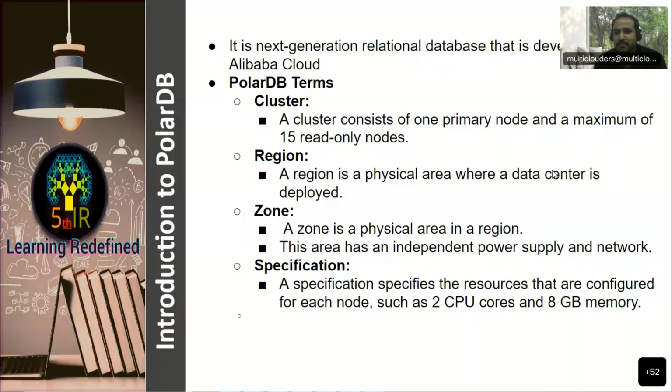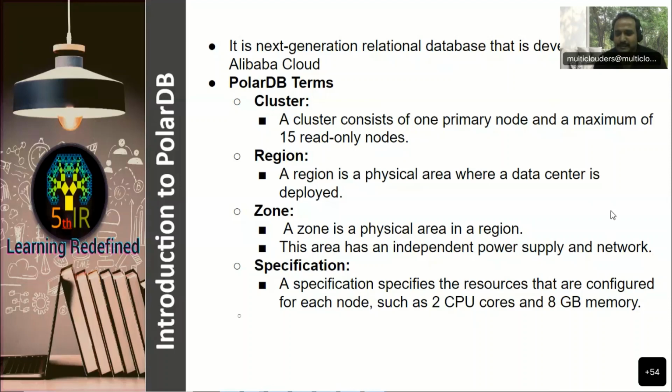Now moving to regions. As I mentioned already, any cloud service provider will have a region as well as a zone. A region is nothing but a physical area or physical data center located in some part of the world. In India, Alibaba Cloud has a region in Mumbai. Similarly for AWS, and any cloud service provider, the region will be there.